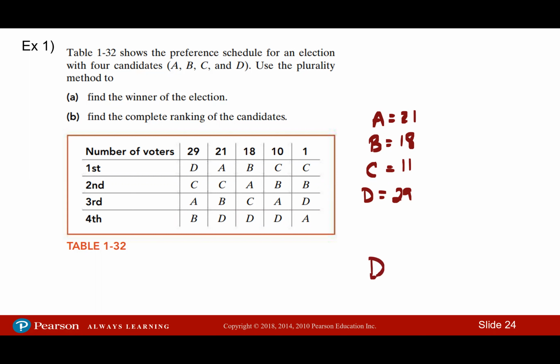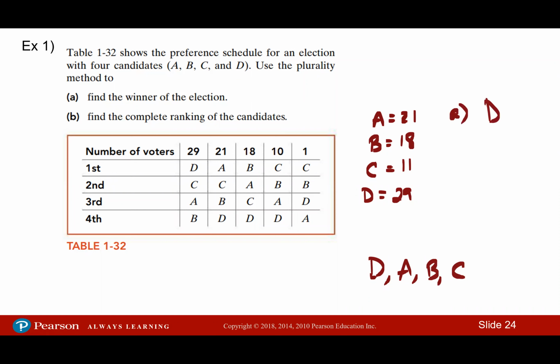So find the winner, plurality, absolutely. Now the question is, can you rank these? Yeah, rank them. D is first, right? A would be next. B would be the next one. C would be the last. So there it is. There's your ranking for it.